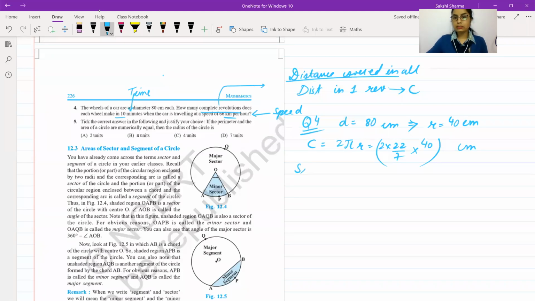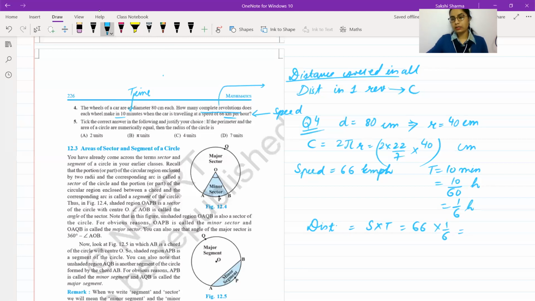Then speed is given to be 66 kilometers per hour and the time is 10 minutes. You can apply unitary method or you can work out by using the formula. 10 minutes will be equal to 1/6 of an hour, and then you can find out the distance covered by speed multiplied with time. So 66 multiplied by 1/6 will be equal to 11 kilometers.